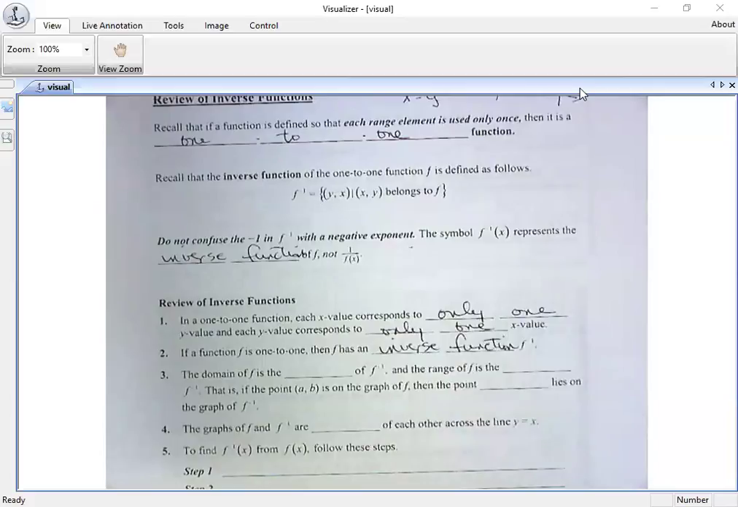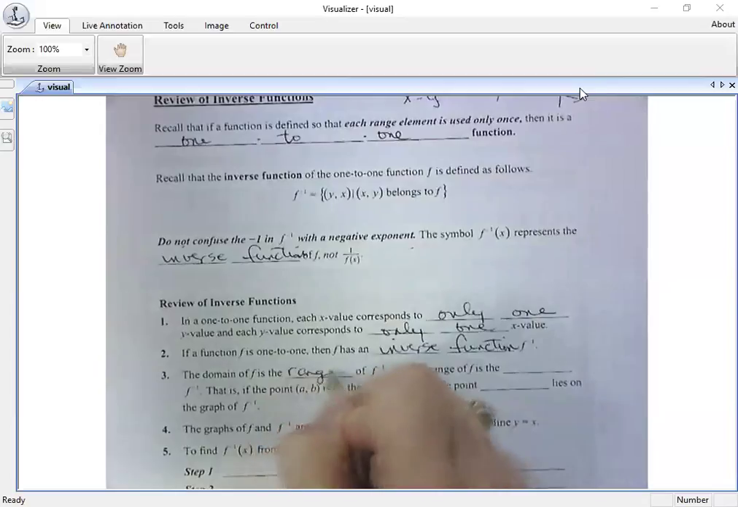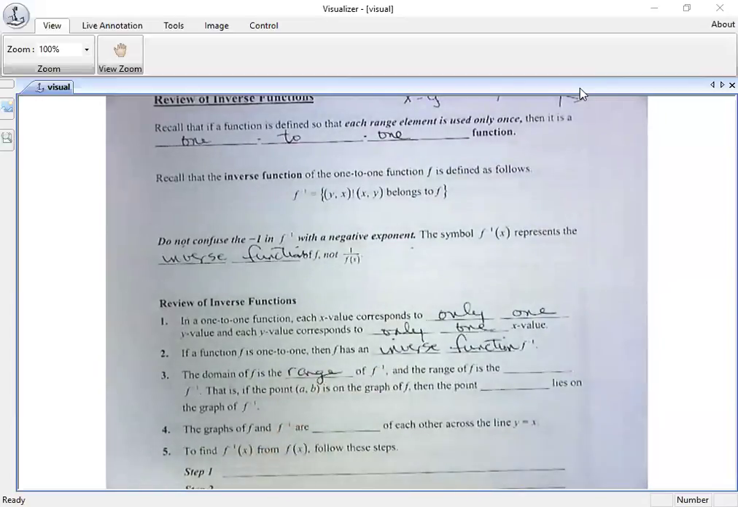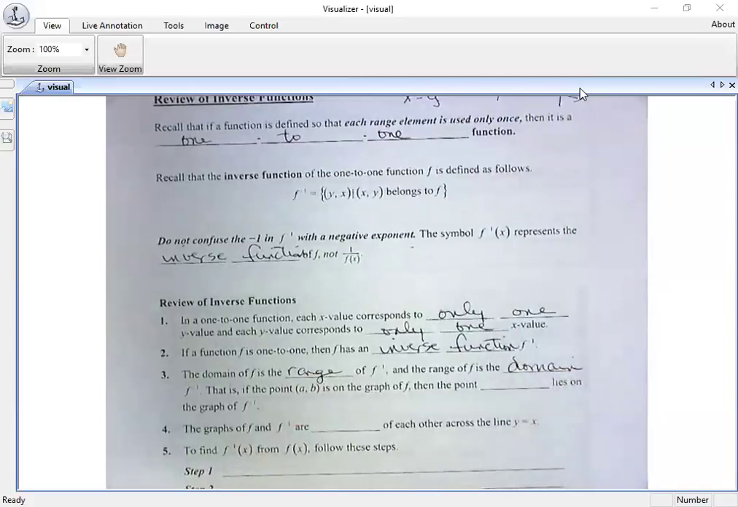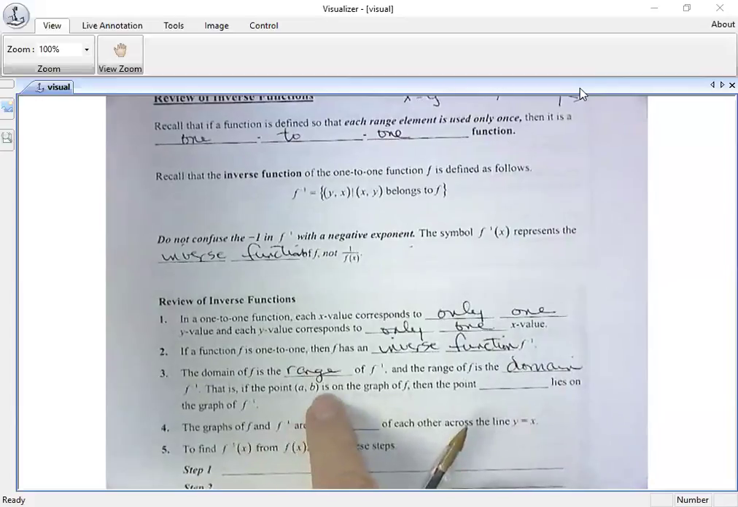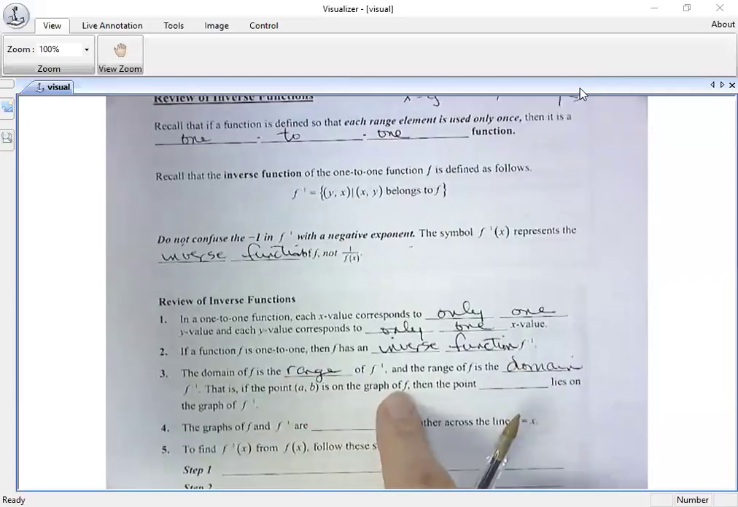Now, think about this for a minute. If what I'm doing is switching x's and y's when I create an inverse, then the domain of the original becomes what in the inverse? Right. Yes, there you go. And the range of the original becomes the domain of the inverse. Okay, so if we were giving a specific example, if I had an ordered pair A comma B on my original graph, what point do I know would have to be on the inverse? B comma A. There you go.